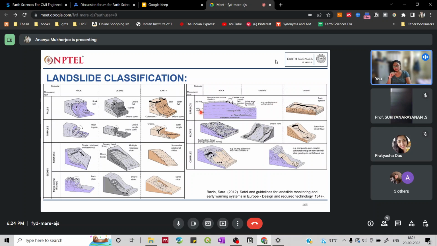So again, rocks and debris, this is mostly rock underneath and debris on top, and then you can also have that with earth kind of material. Then you have flows. Okay, so you have debris flow, you have earth flow or mud flow, and on rock, it's usually the weathered product present on top of the rock that can cause the flow.